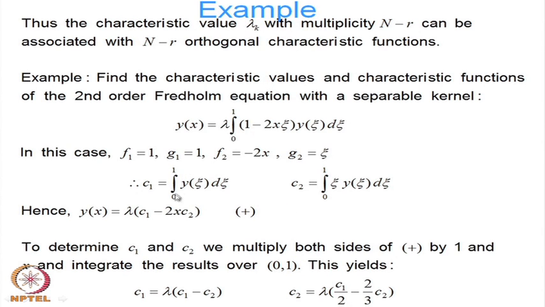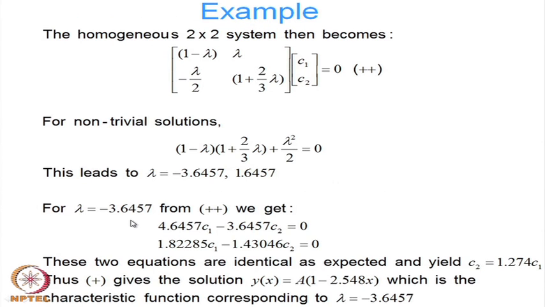If I put C2 equal to 1.274 C1 in this equation, I get my eigenfunction, which is y of x equal to some constant a times 1.2548x. You can see there is a constant, because I am writing C2 in terms of C1. C1 still stays there. So, there is one constant there, because here the rank is 1. So, n minus r is 1.